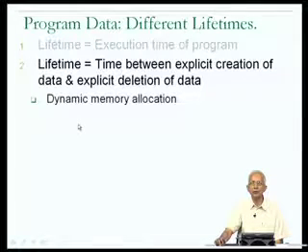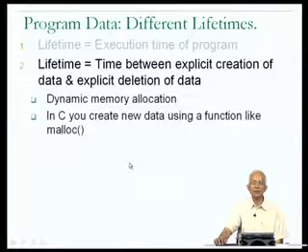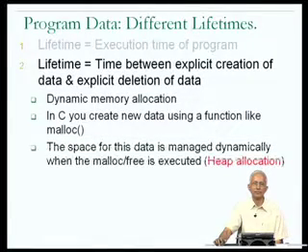Right? So the way that you do this in C is you can create new data using a function like malloc. There are other functions as well, but one of the functions you could use is the function called memory alloc, or malloc. So if you look at a program which does dynamic memory allocation, somewhere in the program there would be a call to the function malloc, and that would be the point in time at which that piece of data comes into existence when the program executes.